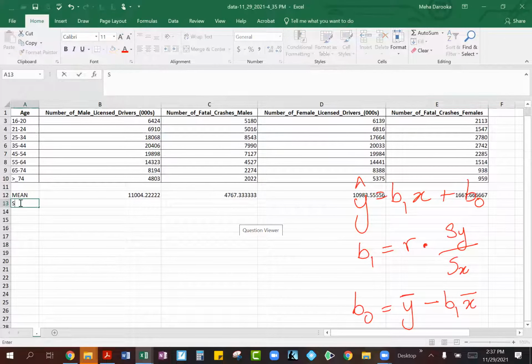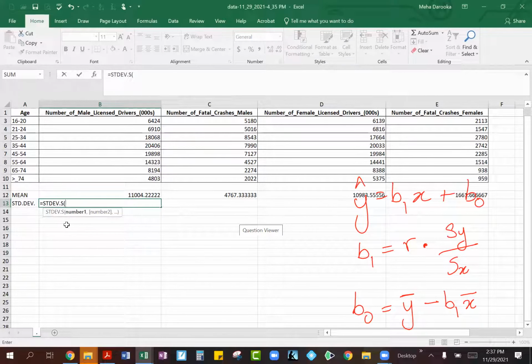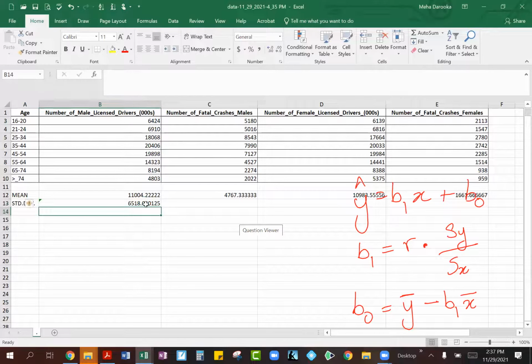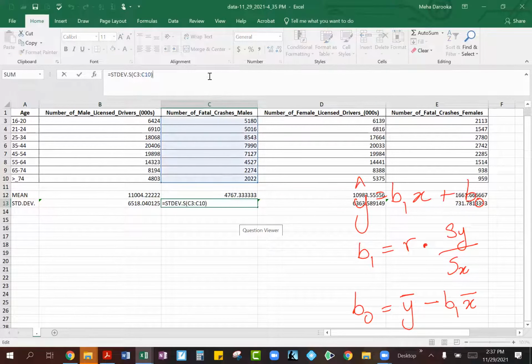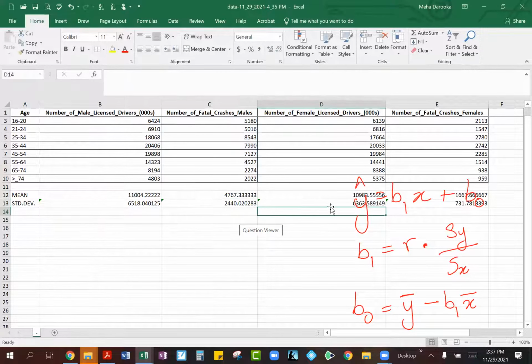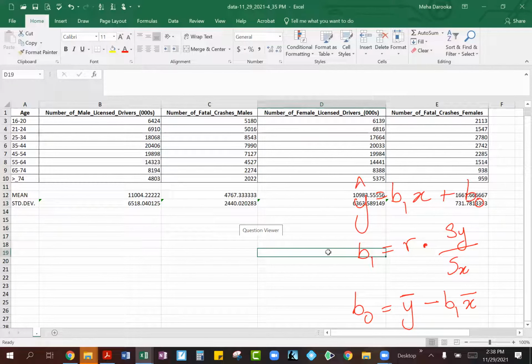We'll do the same thing for standard deviation. Treat this as your sample again. So I'm going to use the .S function. Select all the male licensed drivers. And then just like I showed you, go to the bottom right and then drag it all the way to the right. Oh, one more. There we go. So again, it's calculating the standard deviation for each one of our other columns. So just to verify, click on that, and you can see we have the right values. So mean is done. Standard deviation is done.